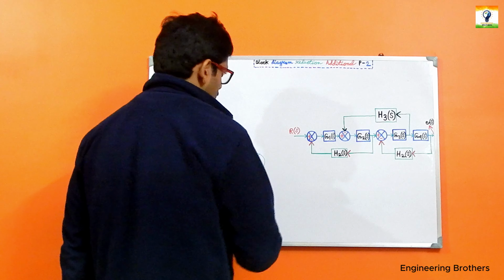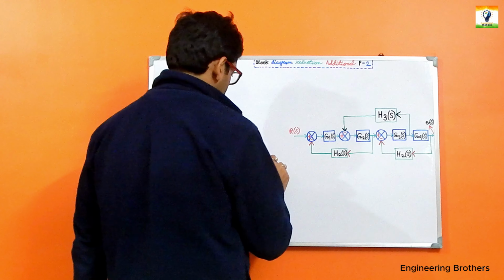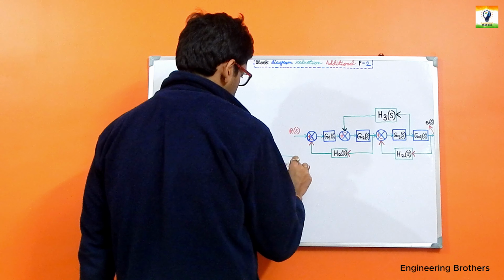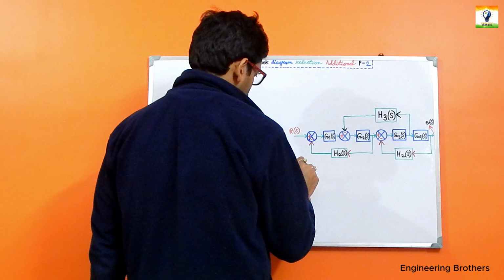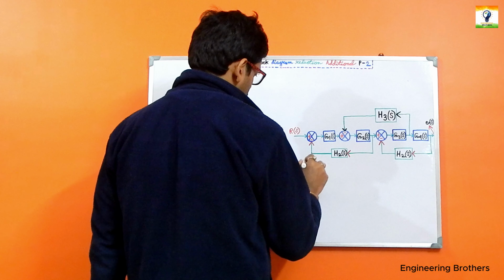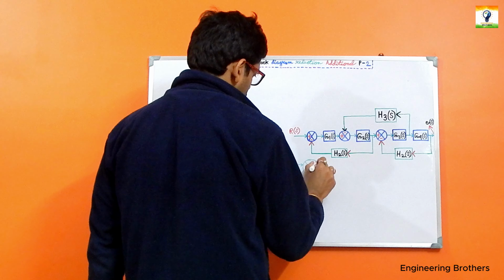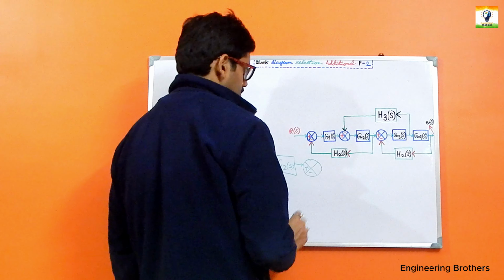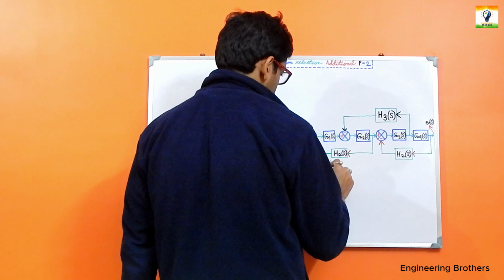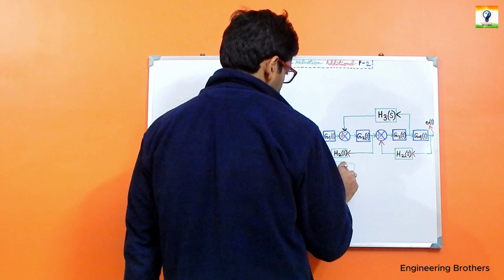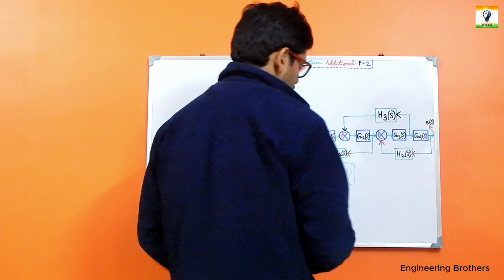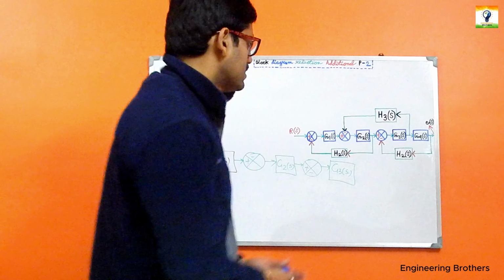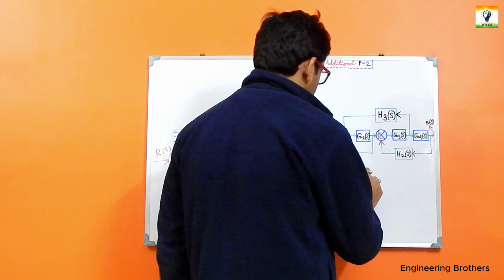This one is our plus, this one is our minus. This one is our G2S. Plus, minus. Now if you have shifted the takeoff point after a block of a G4S, then that will look like this one.